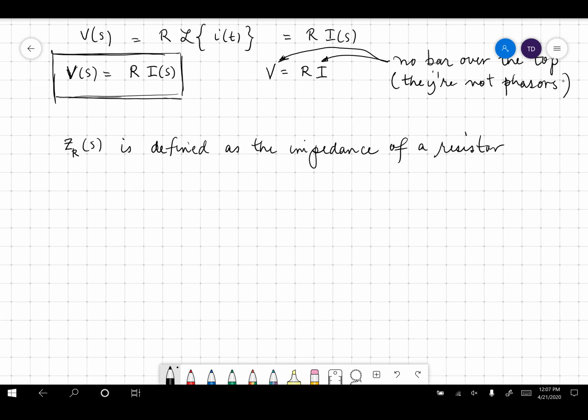It's not just any old impedance, it's the impedance of a resistor. So Z sub R of S is defined to be equal to V of S over I of S. Obviously, this is R for a resistor, given that the initial conditions are equal to 0. But there are no initial conditions for a resistor. We don't have to worry about it. So here we go, V of S. Well, V of S is R times I of S.